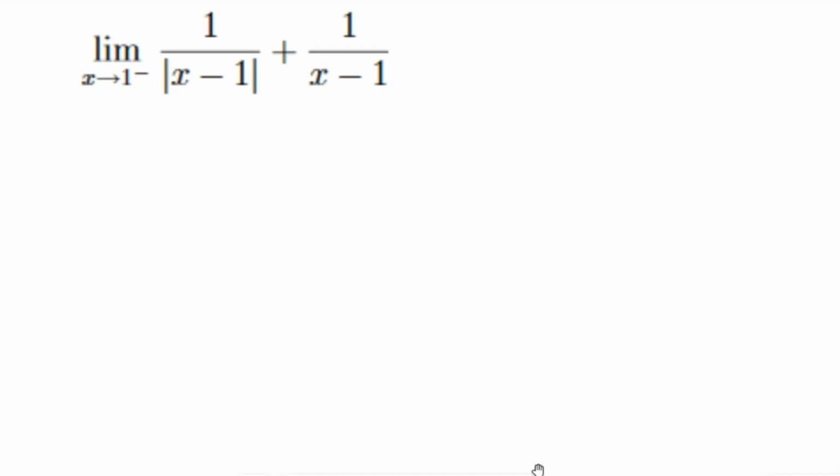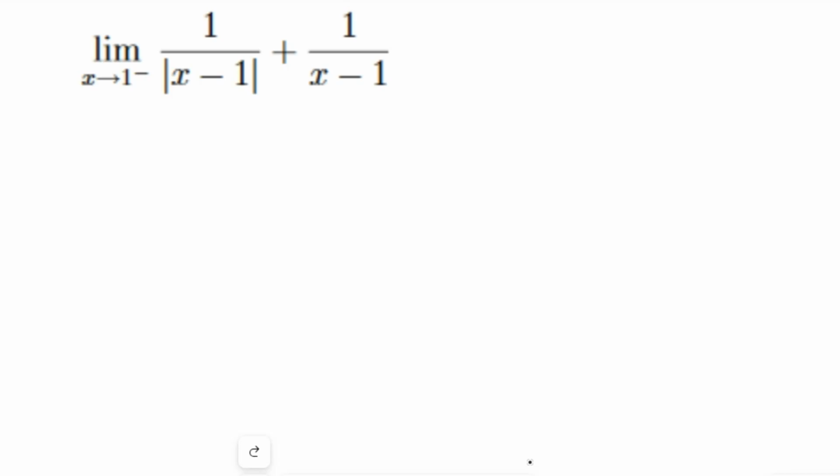So this one here says find the limit as x goes to 1 from the negative side, from the left of 1, of the following function, that is 1 over absolute value of x minus 1 plus 1 over x minus 1. Okay, what you want to do first is you want to check this guy. Be careful of that guy, he's the only guy that will give us problems solving this.